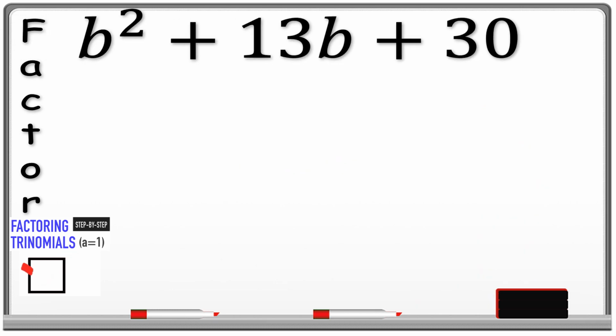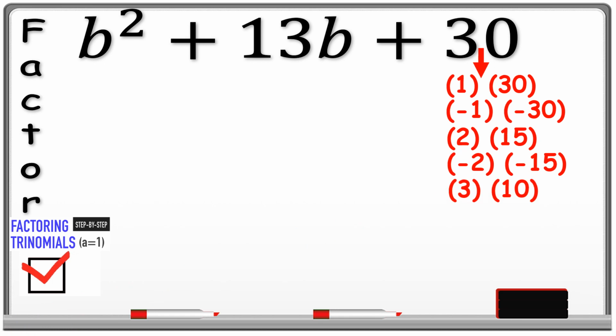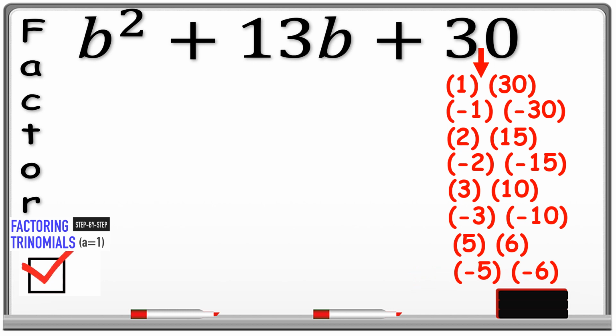Let's try another example. We have b squared plus 13b plus 30. You list all the factors of 30. So we have 1 times 30, negative 1 times negative 30, 2 times 15, negative 2 times negative 15, 3 times 10, negative 3 times negative 10, 5 times 6, and negative 5 times negative 6.